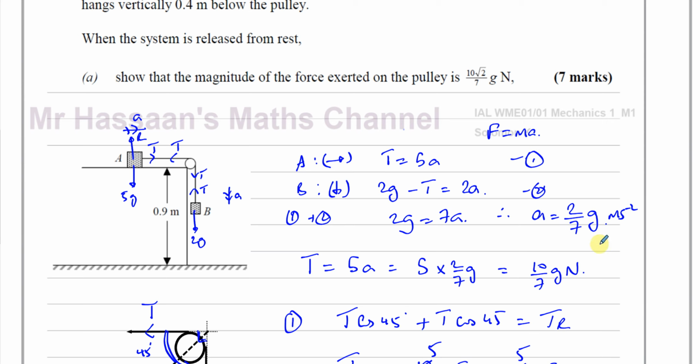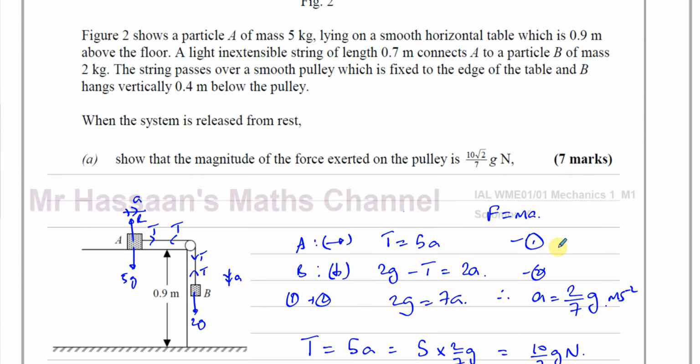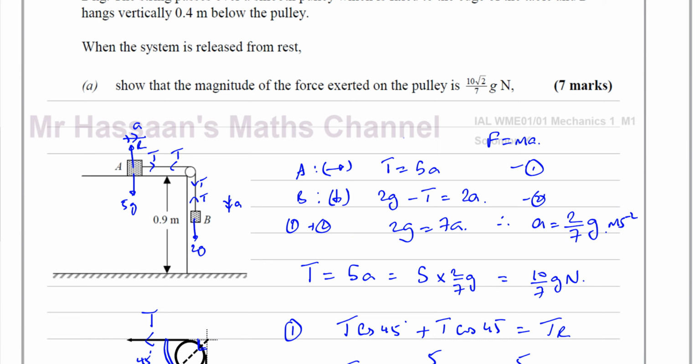We found the acceleration is 2 over 7g. I think we're going to use that. For part B, it says find the speed with which A hits the pulley. So you know that acceleration is 2 over 7g meters per second squared. Was it 2 over 7? Just make sure. Yeah, it was.